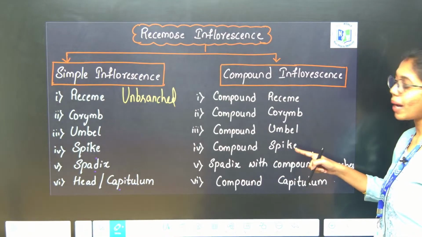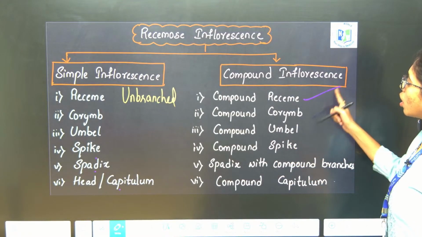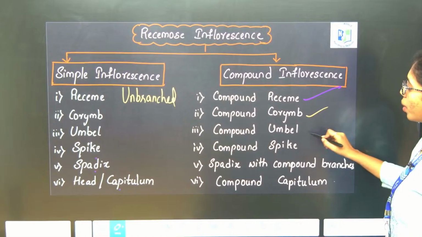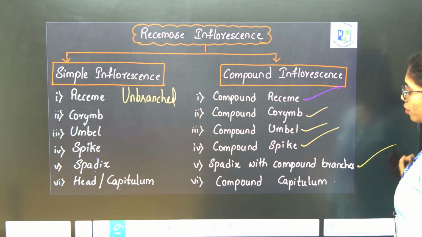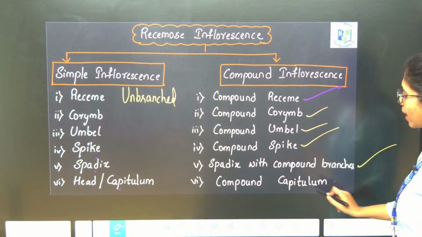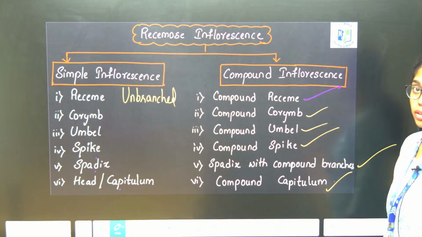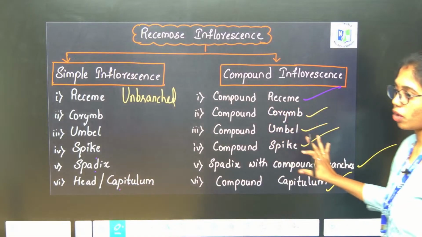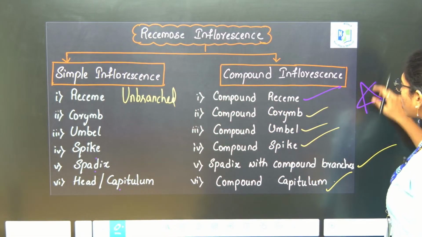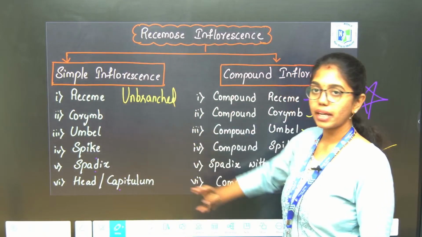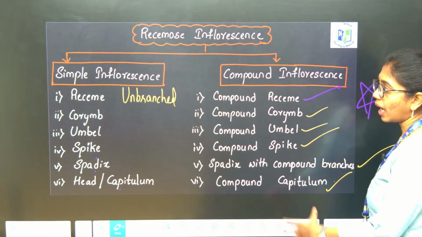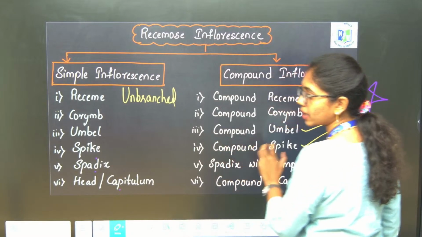Here you see compound racemose inflorescence, which includes compound raceme, compound corymb, compound umbel, compound spike, spadix with compound branches, and head or capitulum, compound capitulum. These are the compound inflorescences. Take a screenshot of it and at the end just mark the examples under each title. Under each type of inflorescence, mark the examples.